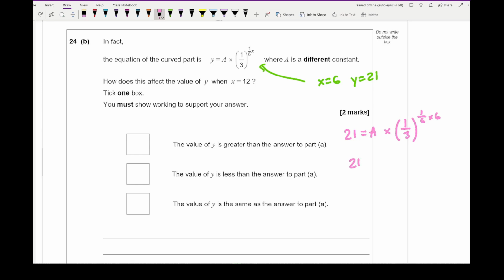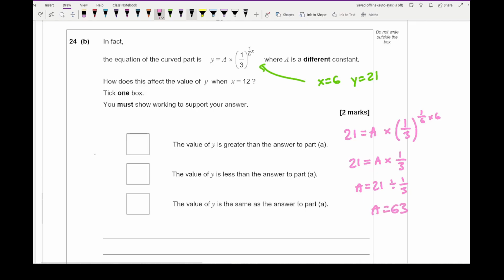So here we get 21 equals a times, well, 1/6 times 6 is just 1, so that's just going to be 1/3. And then we take the third over, so a equals 21 divided by 1/3, which gives me a value of 63. So a equals 63.